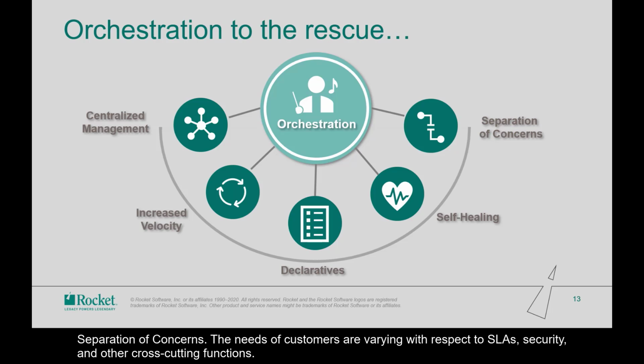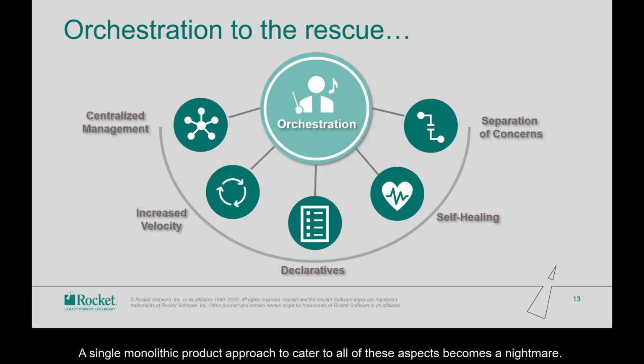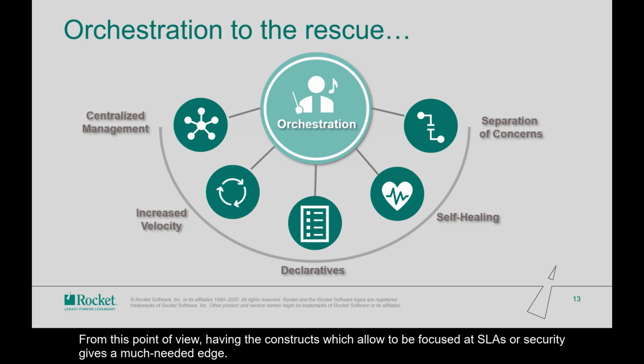Separation of concern. The needs of the customers are varying with respect to SLAs, security, and other cross-cutting functions. A single monolithic product approach to cater all of these aspects becomes a nightmare. From this point of view, having the constructs which allow one to be focused on SLA or security gives a much needed edge. And this applies to the orchestrator, which understands these needs and provides them in a declarative way.